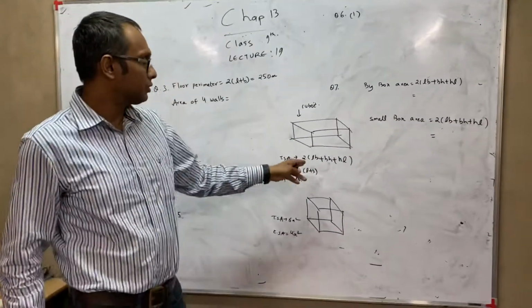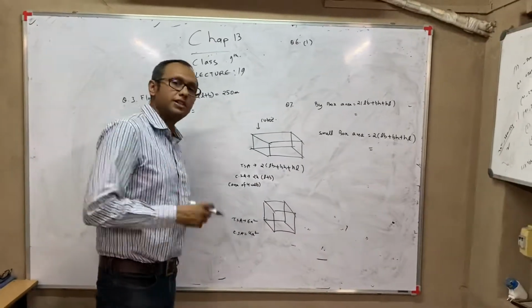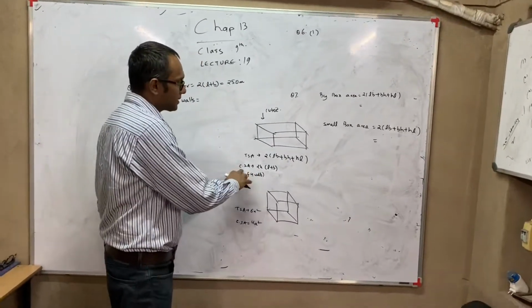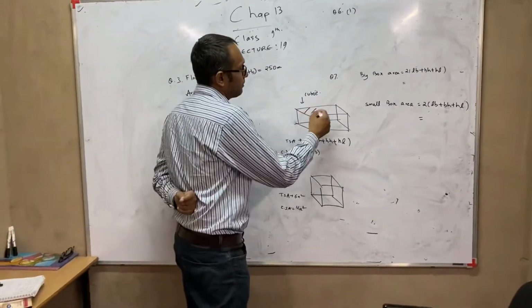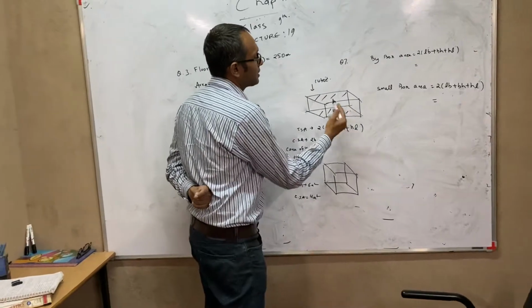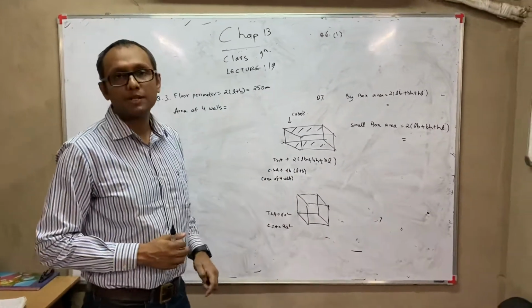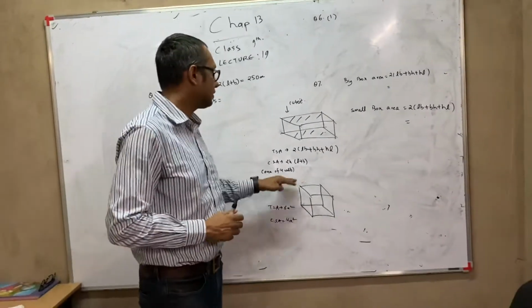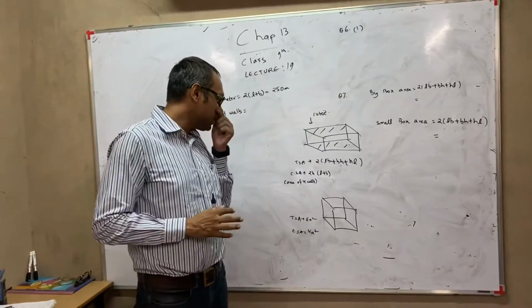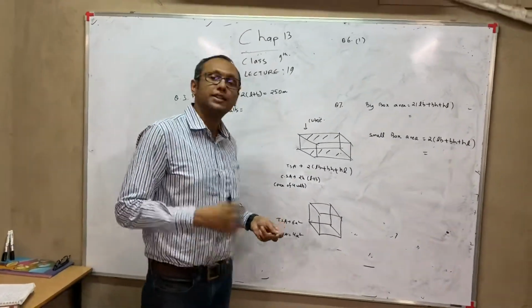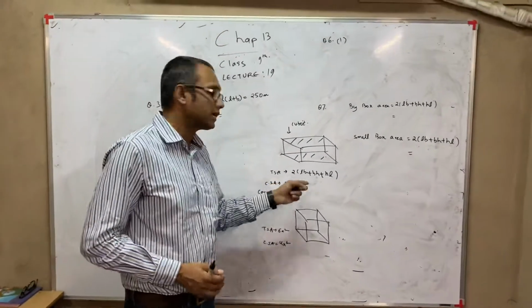Total surface area is 2 bracket LB plus BH plus HL. Now the sheet which I sent you had one more formula, CSA, curved surface area. In the curved surface area, the top and the bottom portion is not there, just the area of the four walls. So this formula is 2h bracket L plus B, and this is also known as area of four walls. Many times in the sum they will ask you to find the area of the four walls. So you have to use this formula 2h bracket L plus B.